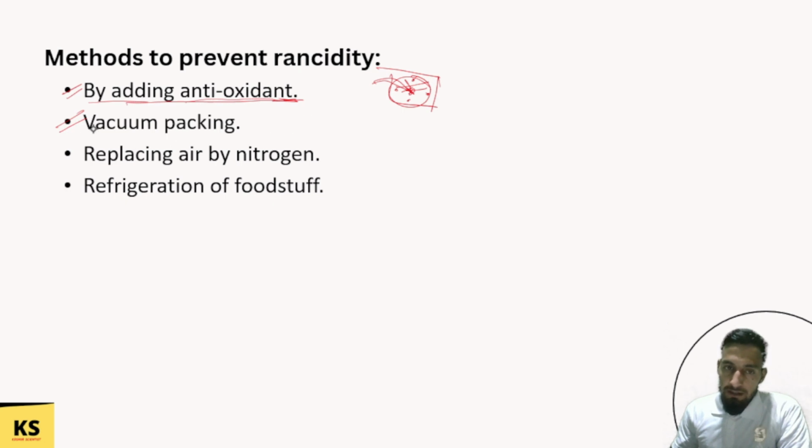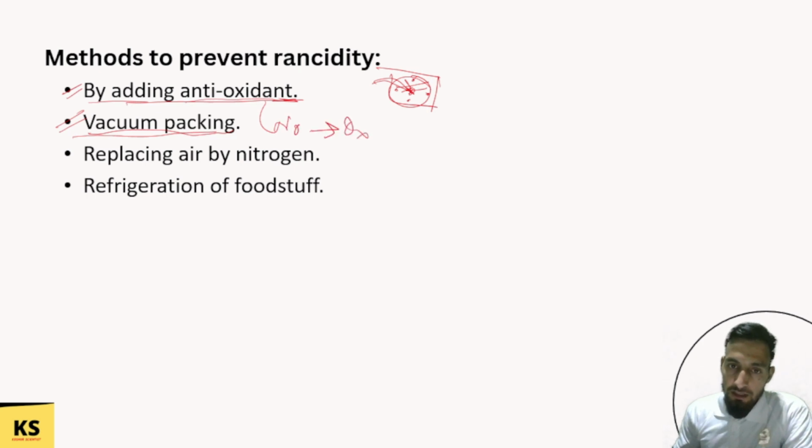Or by vacuum packing. When we pack, this type of packing is vacuum packing. When we pack, we just vacuum out, and we take out all the gas, all the oxygen, from it. And when there is no presence of oxygen there can't be oxidation.